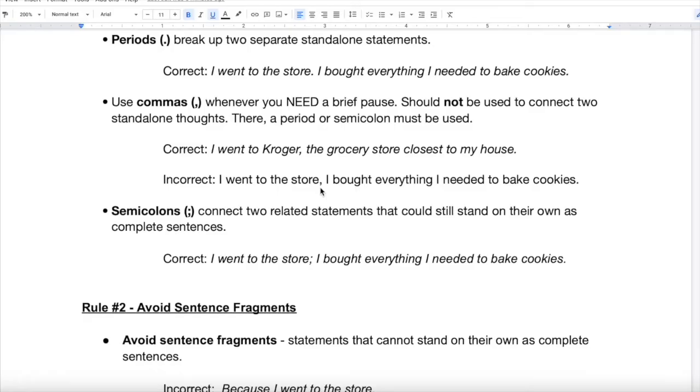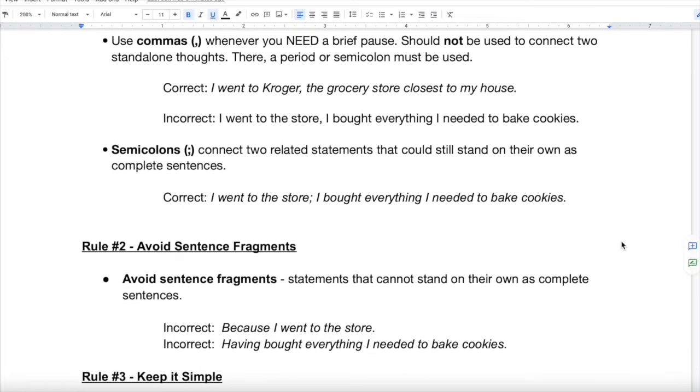So, go ahead and read the rule on semicolons, please. Semicolons connect two related statements that could still stand on their own as complete sentences. Okay. Go and read that correct example. I went to the store; I bought everything I needed to bake cookies. Great. Notice a semicolon is a lot like a period because they're both for connecting or separating standalone statements. If you have two standalone statements, you can put a period there. You can also put a semicolon there for two standalone thoughts.